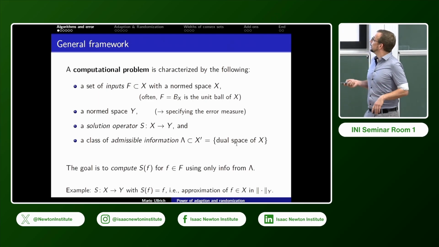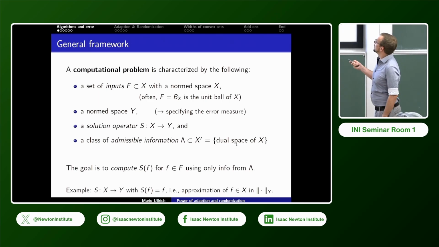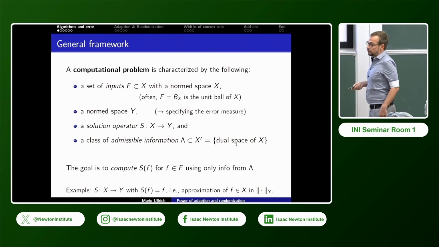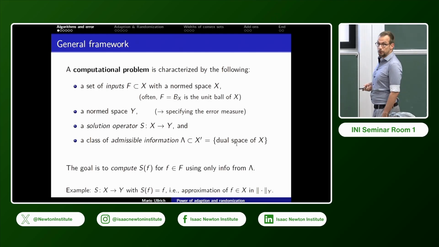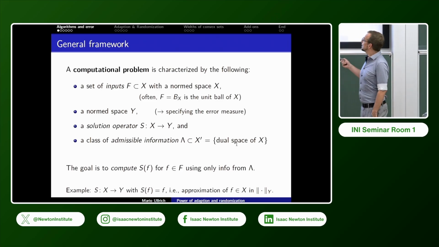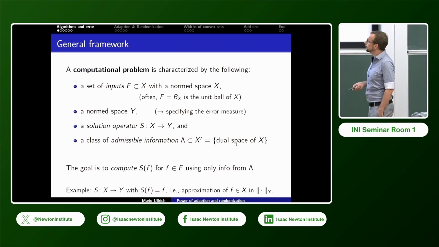And for me, a computational problem is this: I have a set of inputs F, the things that I put into my computer, which are a subset of some normed space. You might think of F just being the unit ball, which is typical in our community here, but most of my talk will not be about the case that F is the unit ball of a space. It could be more general.